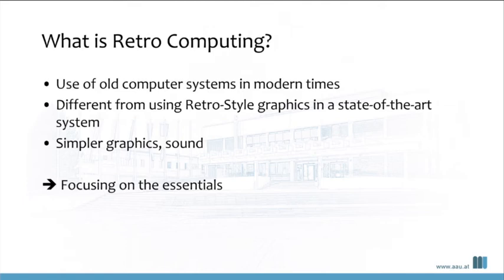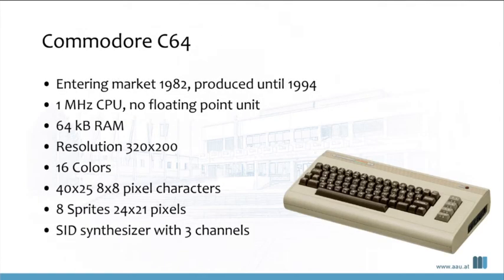Just to give an example of a platform, probably the most well-known platform for retrocomputing is the Commodore C64. It's a very old computer. It entered the market in 1982, so this is almost 40 years ago. But actually, it was produced for more than a decade. This is probably unimaginable for a computer system today, that something introduced at the beginning of a decade is still produced and sold after more than 10 years. So at that time, it was really a very great computer.